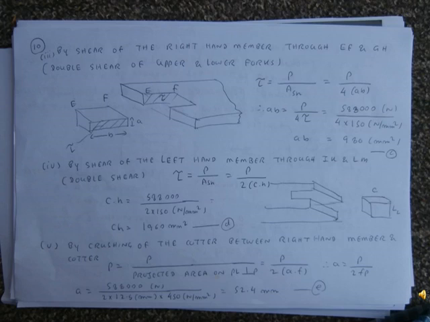And number 5 is the bearing of the quarter between the right hand member and the quarter. So the crushing stress is equal to P divided by the projected area perpendicular to P, so P divided by 2 multiplied by A multiplied by F. So A is equal to P by 2 FE. Substituting the P value, 588,000 divided by 2 multiplied by F, substituting 12.5 millimeter, and the permissible crushing stress is 450 Newton per millimeter square. Therefore 588,000 divided by 2 multiplied by 12.5 multiplied by 450. So you get 524 millimeter.